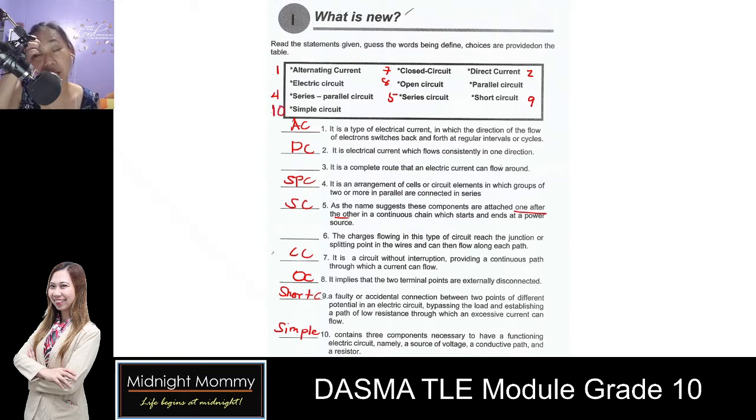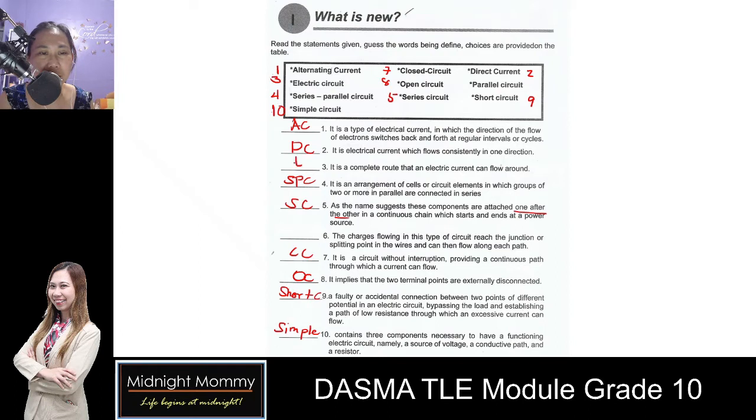Okay, so ang natira na lang natin, itong parallel at saka electric. So tingnan natin kung nasaan siya dito. Ano yung nalampasan natin? Okay, so itong number 3 is a complete route that an electric current can flow around. Okay, so I think ito yung number 3, electric circuit.